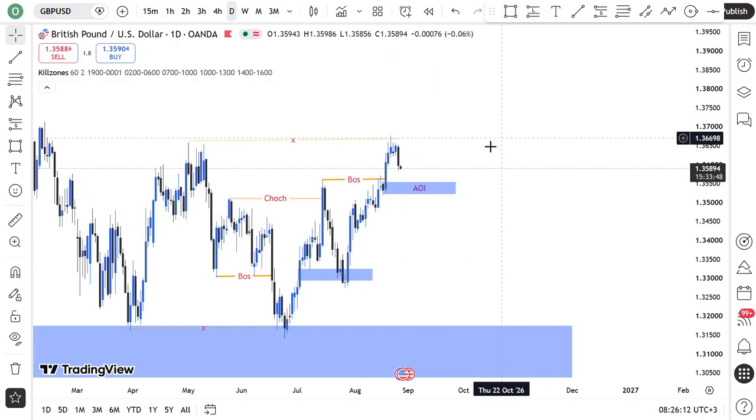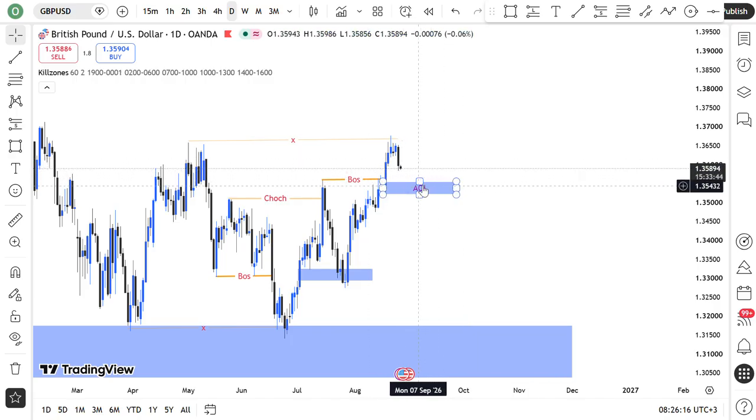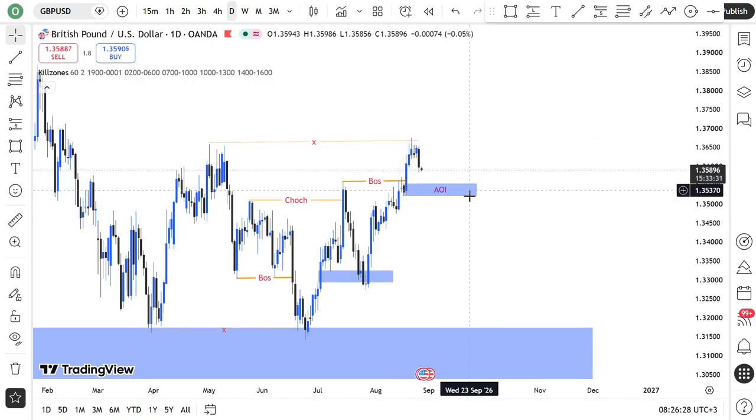So I'm going to be very patient to wait on a lower time frame to trade into this area of interest, which is an order block from a daily time frame, before I find confirmation on the 1 hour time frame, or rather even the 15 minutes time frame, before I get another aggressive bullish momentum.